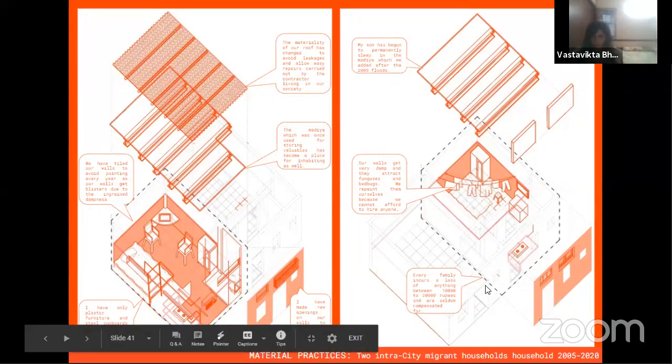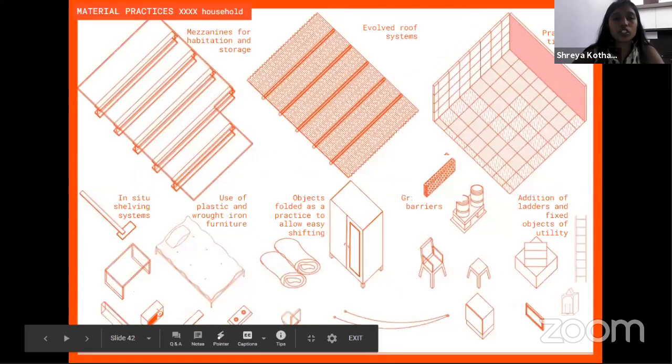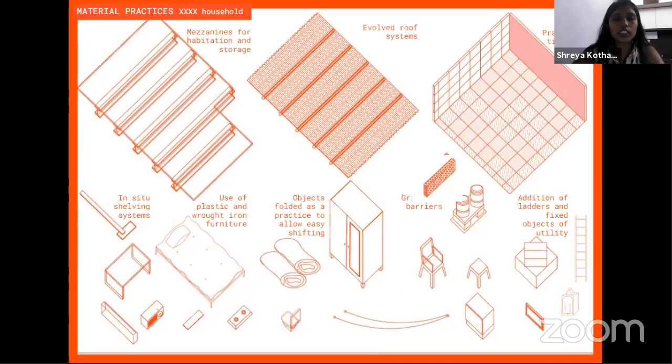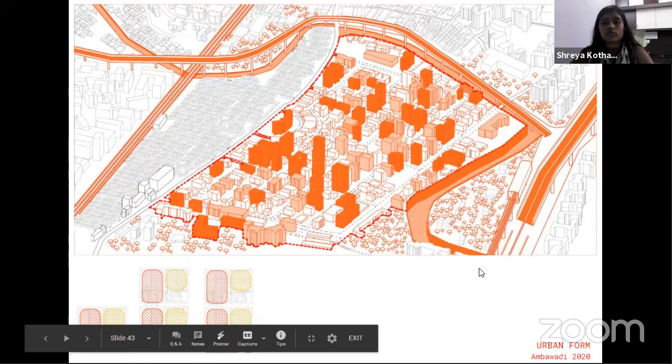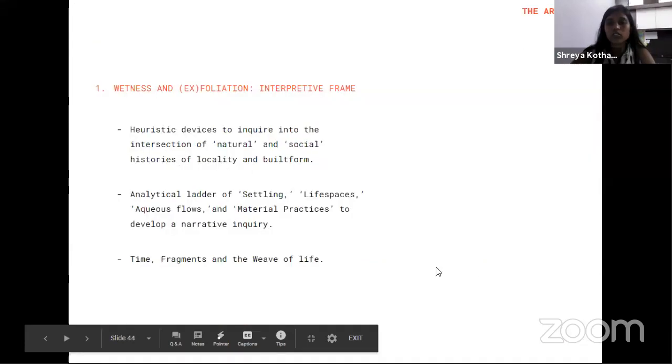Next. The change in materiality of furniture to lighter wrought iron and plastic objects, along with practices of retiling the home and adding lofts, engage with the experience of wetness of these households. Next. The residents engage in the regularization of the infrastructure with a hope for redevelopment of the chalis under the SRA scheme. Hence, they engage in practices of repair and retrofit to negotiate with wetness. That's my time. Thank you.